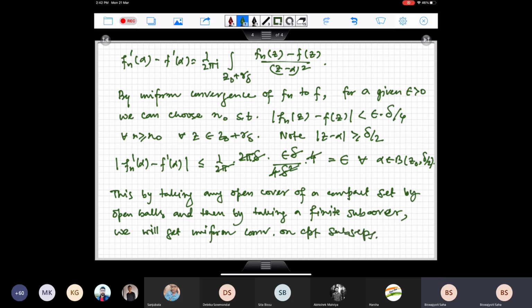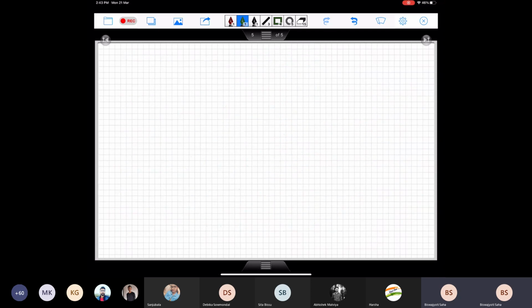Okay, so what we can see is that when Fn converges to F uniformly, for a sequence of holomorphic functions, of course the limit is holomorphic, but we also have that the sequence of derivatives also converges uniformly to the derivative of the limit. Okay, fine. So we will continue looking at some sequences of holomorphic functions in a similar spirit.